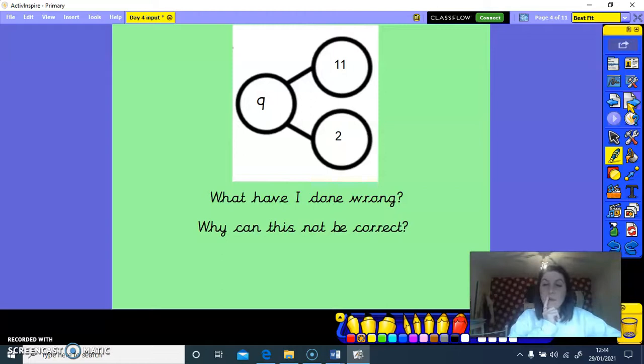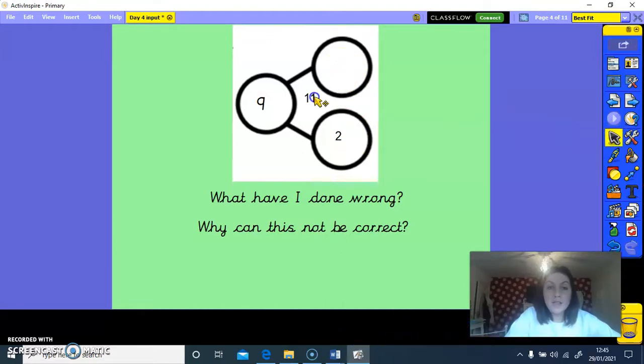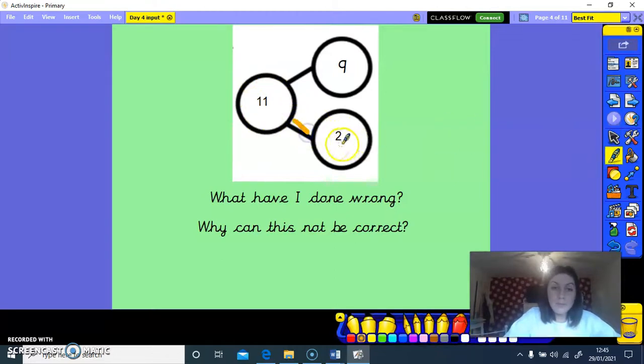Okay. Have a little look at this part-whole model. Does anybody think I may have made a marvellous mistake? If you do, what is my marvellous mistake? Brilliant. I have accidentally put 11 in a part. 11, though, will have to be my whole. Why would 11 have to be the whole? Brilliant, the whole has to be the biggest number, doesn't it? Because this arm is to 2 and this arm is to 9.